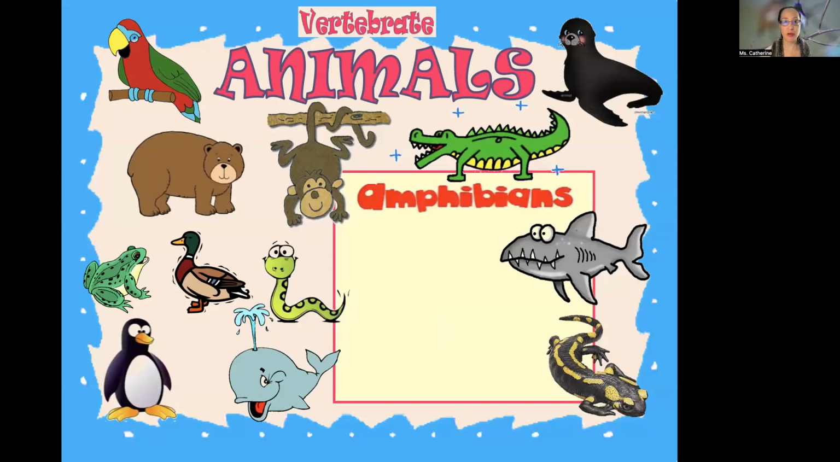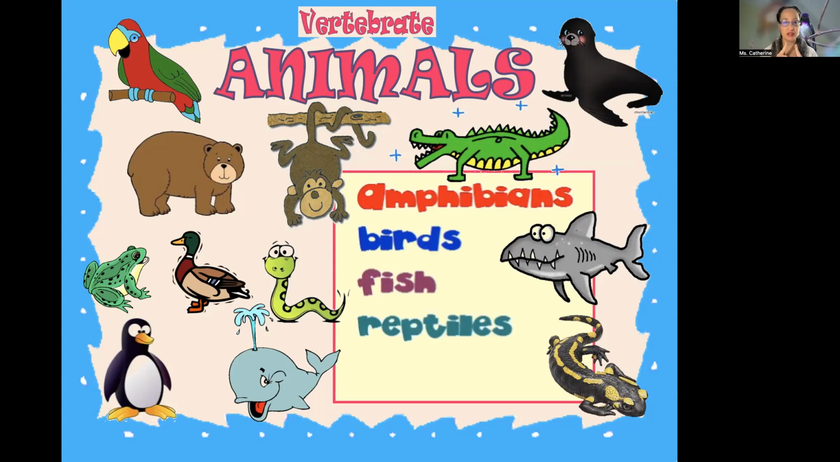Okay, so let's just go over them one more time just to have fun and learning the pronunciation of the different types of vertebrate animals. Repeat after me. Vertebrate. Vertebrate animals. Good. Amphibians. Amphibians. Good. Birds. Fish. Reptiles. Mammals. Great job.